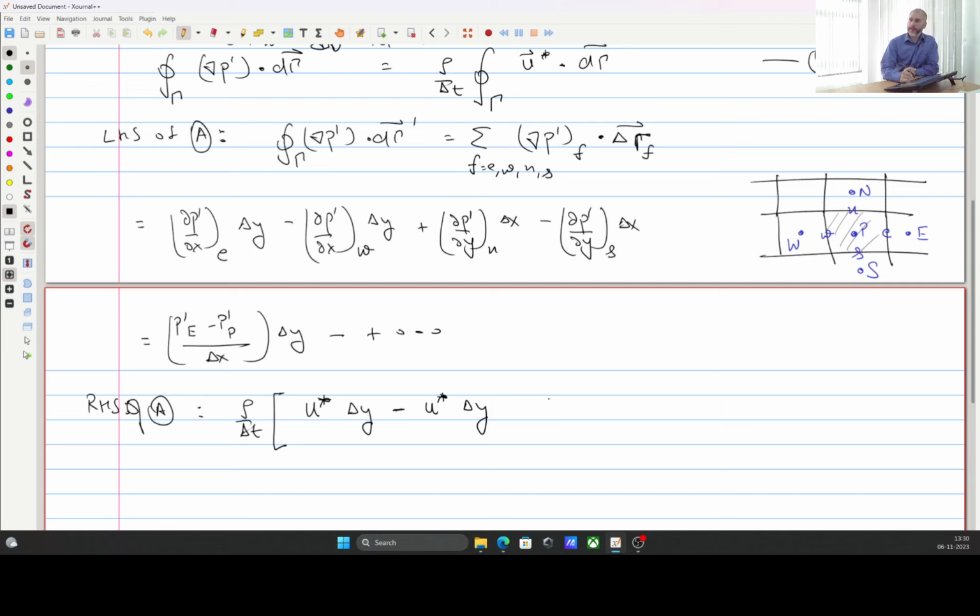Now what about the northern face? If you expand this u star vector, you get u star I hat plus v star j hat. Now this vector dotted with j hat gives you only v star. So we get v star times delta x. Sorry, this is on the east, west, north, and then we have v star over the south face times delta x.